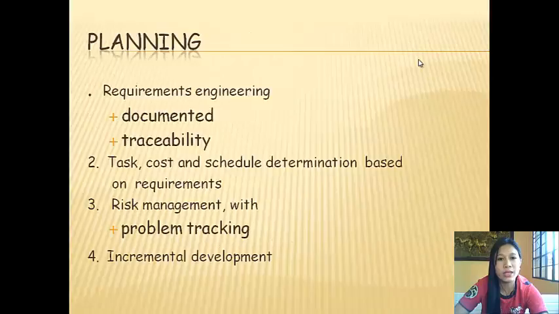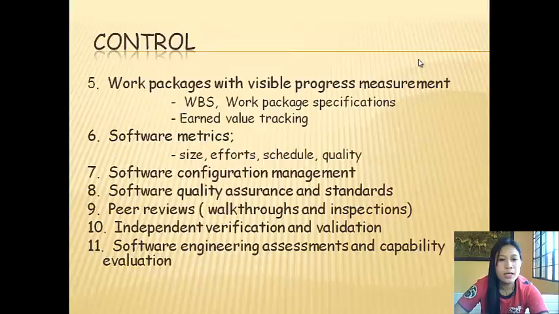The planning. The first is requirements engineering, documented with traceability. The second is task, cost, and schedule determination based on requirements. The third is risk management with problem tracking. And the fourth is incremental development. The control. The fifth is work packages with visible progress measurement, or WBS, work package specification, or earned value tracking. The sixth is software metrics: the size, effort, schedule, and quality.